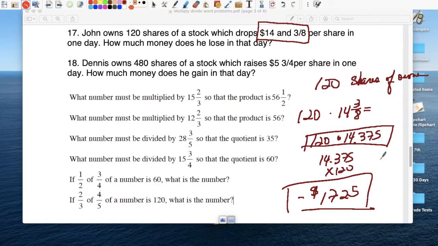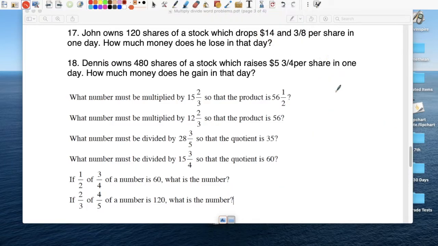He lost in value. So imagine owning, I don't know, 120 Pokemon cards, and they have a certain value right now, and then all of a sudden tomorrow nobody wants that Pokemon card anymore. So instead of the value it was today, tomorrow it's $14.375 less for each of those cards. So in total, because he had 120 cards, you have to multiply that to find his total loss for that particular day.